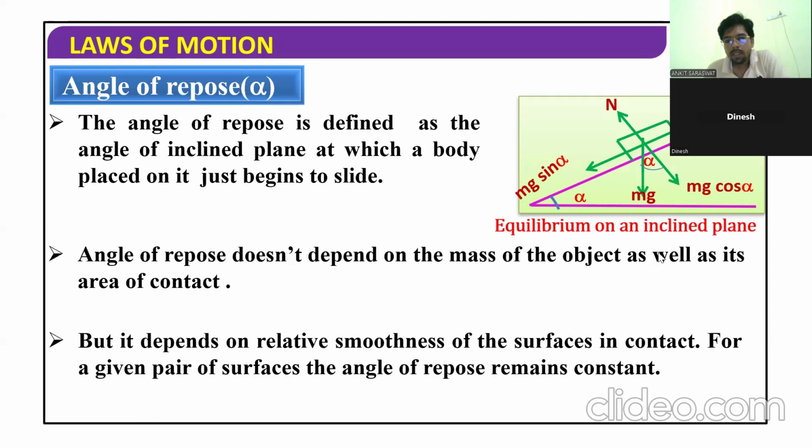But it depends on the relative smoothness of the surfaces in contact. For a given pair of surfaces, the angle of repose remains constant. It depends on the medium or nature of the surface. Clear? It depends on the relative smoothness of the surfaces in contact. For a given pair of surfaces, the angle of repose also remains constant.